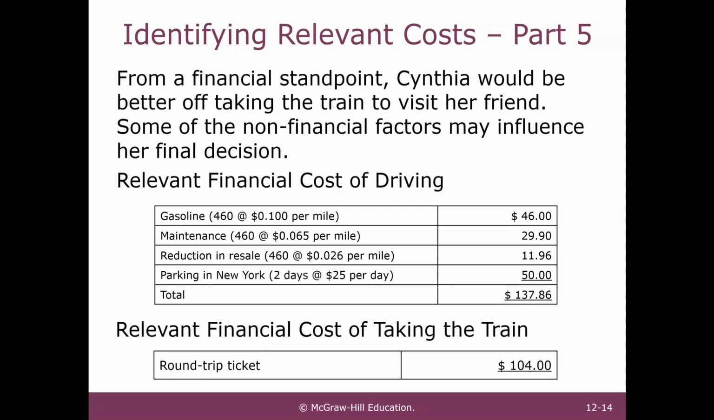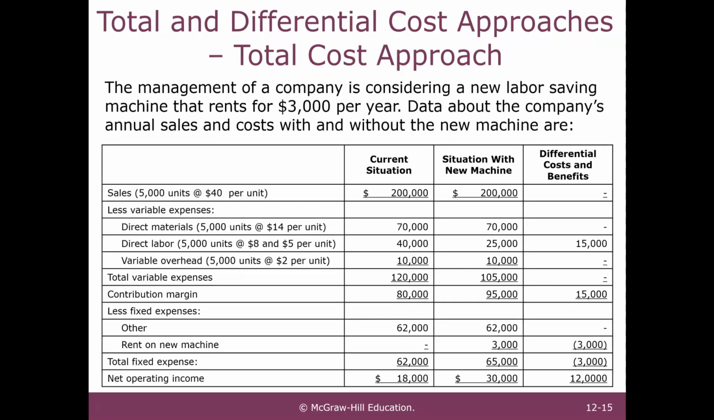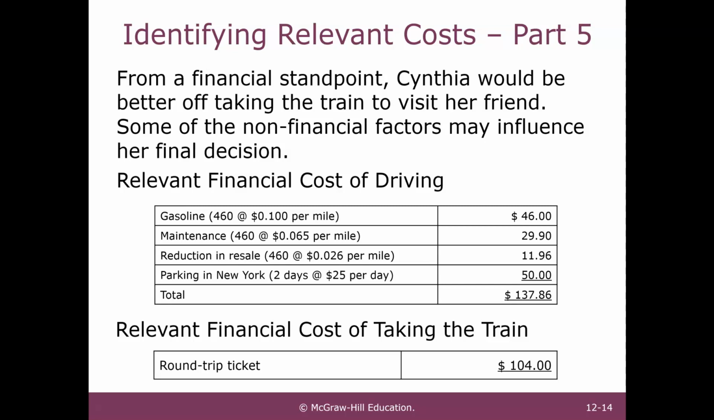Okay, if you take the cost of driving, you have the gasoline, 460 miles because it's 230 one way, so 460 round trip is $46. Maintenance on the car is going to be $29.90. Reduction in resale is $11.96. Parking in New York for 2 days is $50. So the cost of driving is a total of $137.86. A round trip ticket for the train is $104. So therefore she should take the train just based on that information.